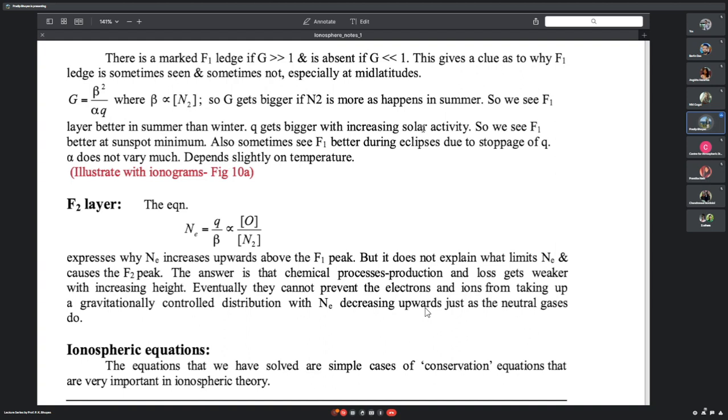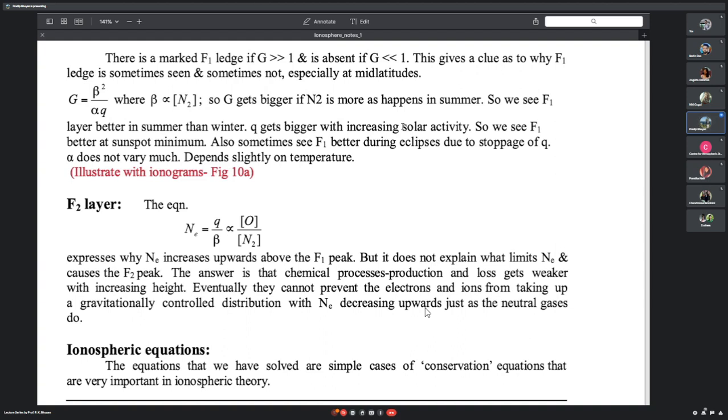Similarly, you get a higher Z because your Q, the production rate, is more during high solar activity. So during high solar activity or during summer, you are likely to see more F1. F1 we do not always see. Though it is possible because of these reasons, because of the change in beta and your alpha. Q may be remaining the same, but beta and alpha change.